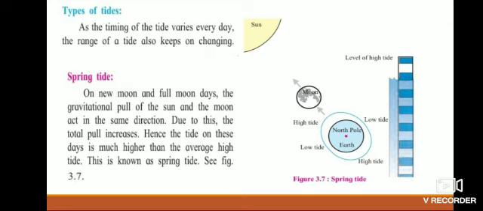On new moon and full moon days, the gravitational pull of the sun and the moon act in the same direction. Due to this, the total pull increases. Hence, the tide on these days is much higher than the average high tide. This is known as spring tide. See figure 3.7.